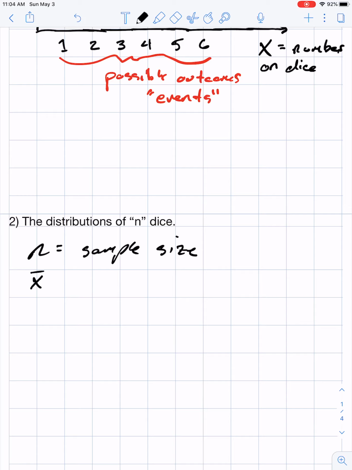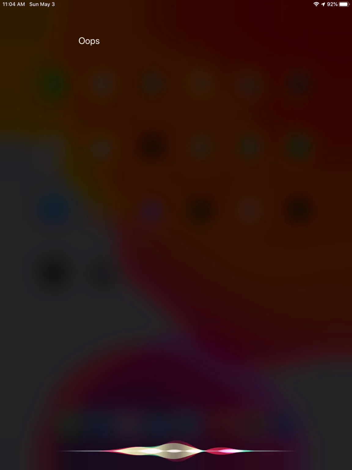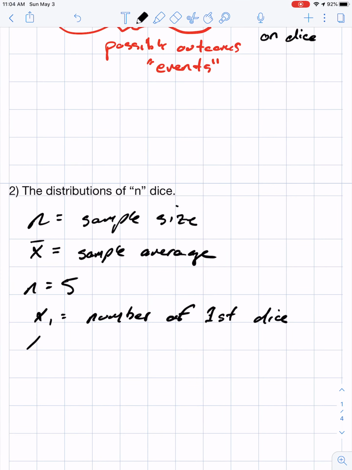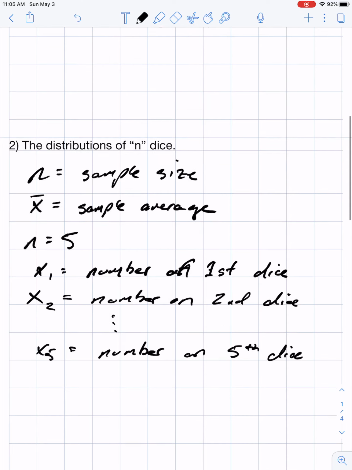We're also going to do x bar, and that's going to be the sample average. So say I roll, so let's have n equals 5. Then x1 equals the number on the first die, x2 is going to equal the number on the second die, ... x5 is equal to the number on the fifth die. Then x bar, how do we get x bar?